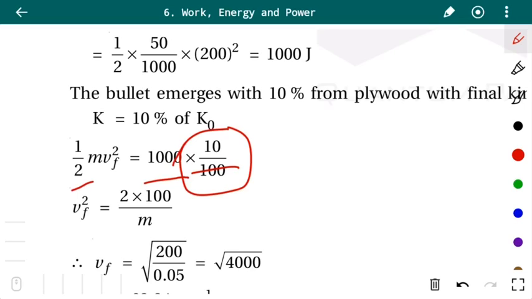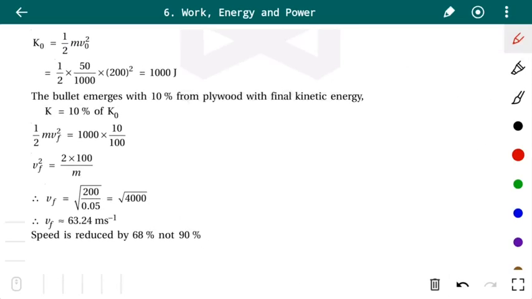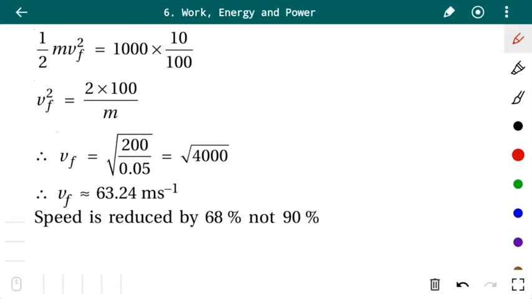Now taking 2 and m on the other side we get vf square equals 2 by m into 100. Taking root on both the sides we get vf equals under root 200 upon the mass, which is given as 0.05. So when we calculate this we get root 4000, and taking the root of that, we get vf equivalent to 63.24 meter per second.